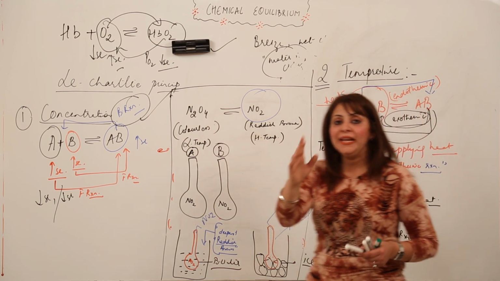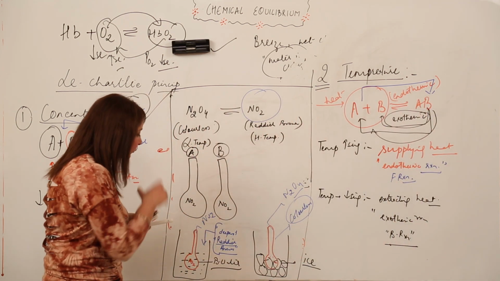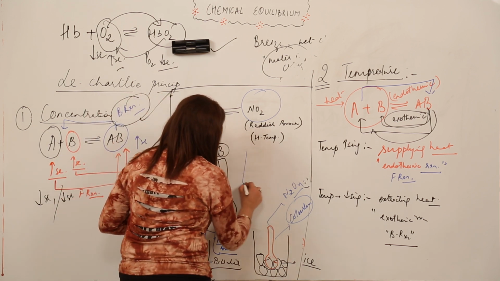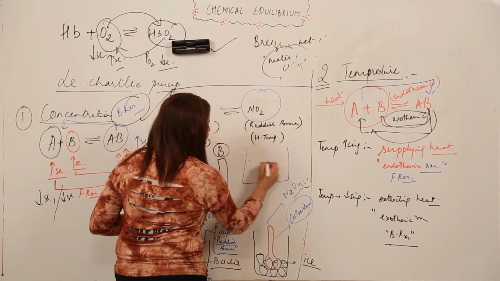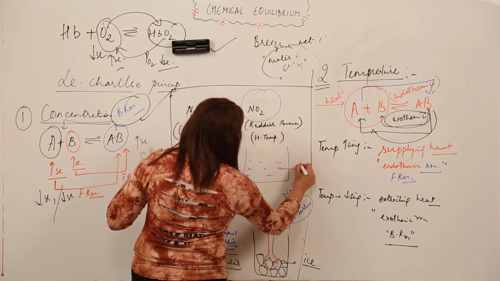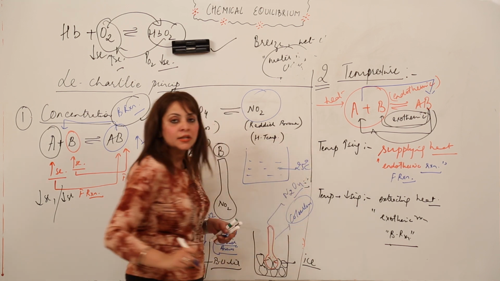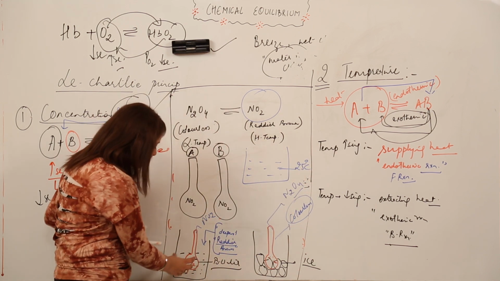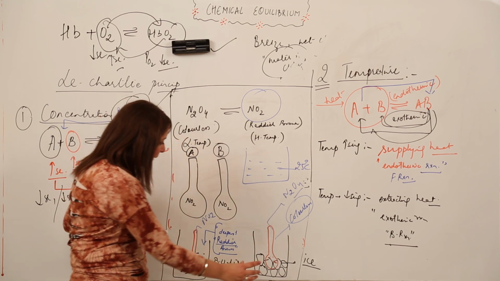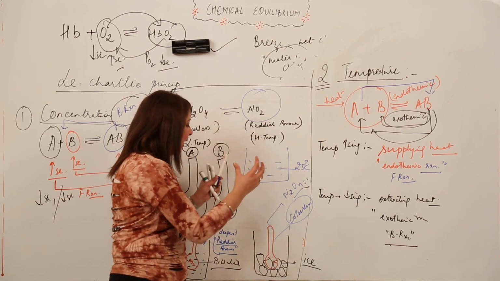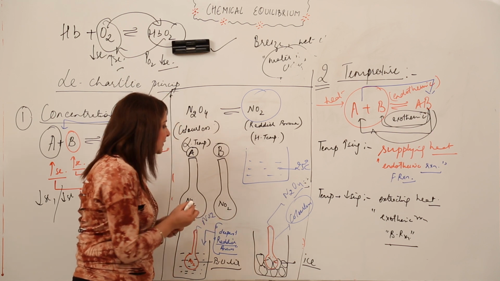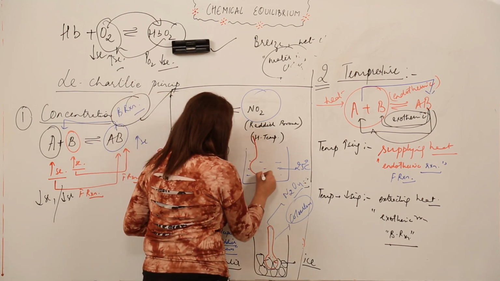Now what I am doing next, just look at the board. I am taking another beaker which contains water at, suppose, 25 degrees Celsius. I am removing vessel A and vessel B, and I am putting these vessels into the same beaker.